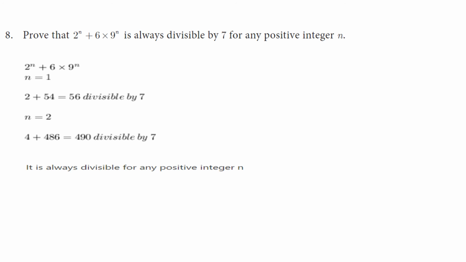It is satisfied. Next we give the value n equal to 2. 2 squared is 4, plus 6 into 9 squared, which is 81. 81 into 6 is 486. 4 plus 486 equals 490. That is also divisible by 7. So we can say it is always divisible for any positive integer n. It is proved.